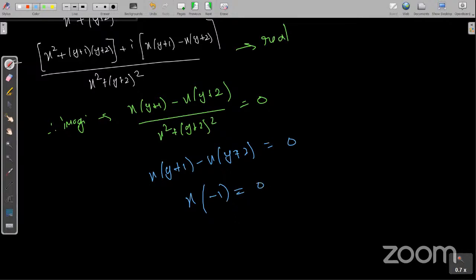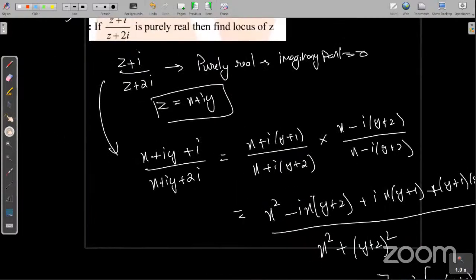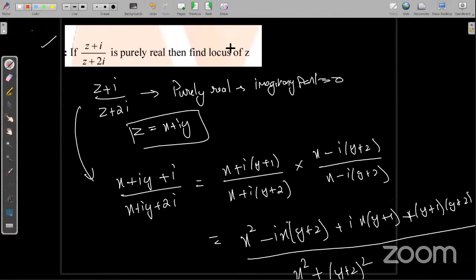Minus 1 is equal to 0. So x is equal to 0 is the thing we got. Guys, what is x equal to 0? What is the y axis? Your answer is the y axis. X equal to 0, the locus of z is the y axis. That is your answer.